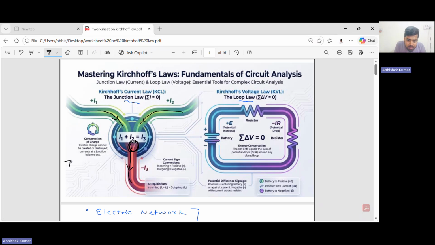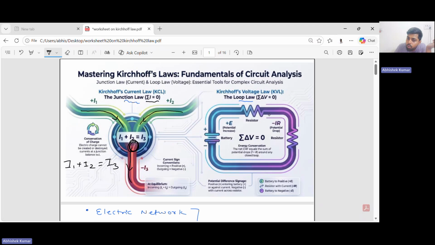It means I1 plus I2 is equal to I3. In simple language, the net current at a junction is zero. The summation of all currents at a junction is zero. This is what Kirchhoff's law is telling us. First thing clear? The first law, the junction law, says the algebraic sum of currents at the junction is zero.